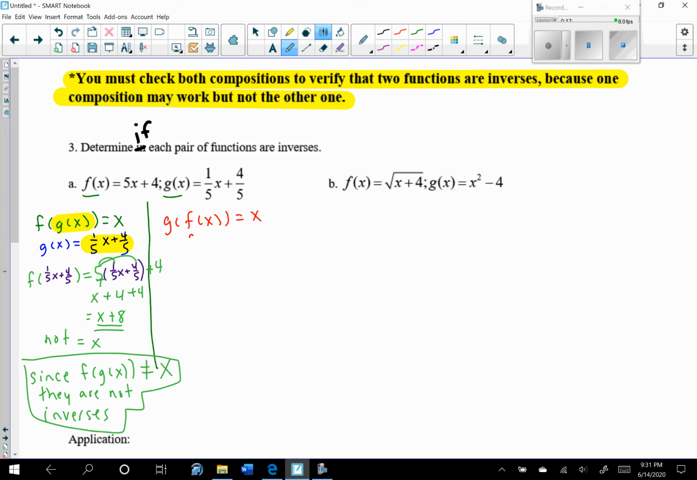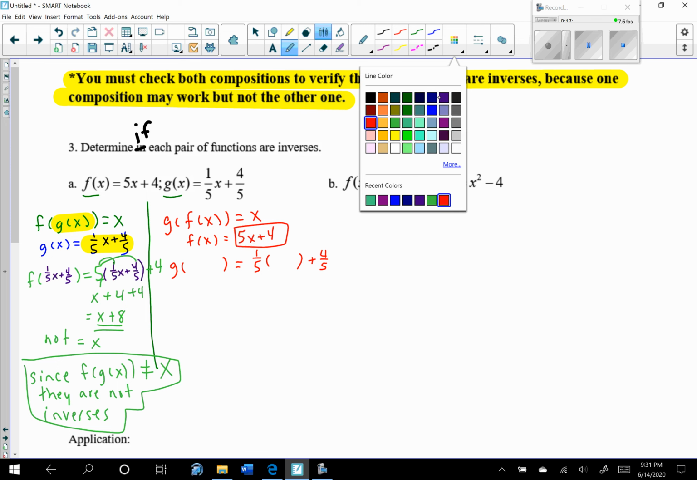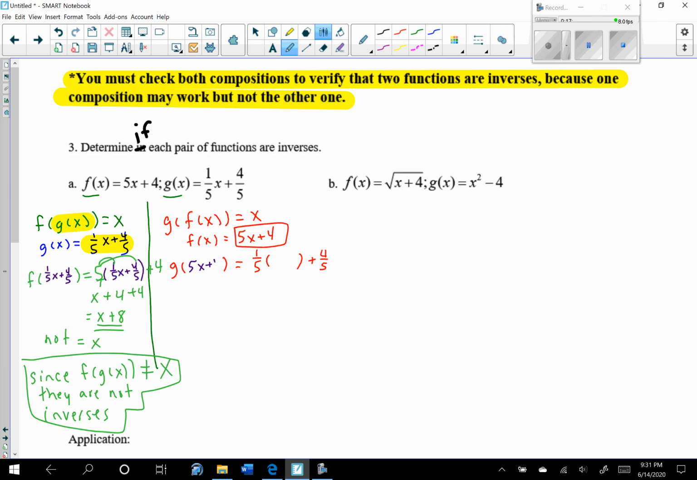So we have f of x is the inside function. f of x is equal to 5x plus 4. We're going to take that and plug it in here. So we have g of x. So g of x is 1/5 x plus 4/5. What are we plugging in? We're plugging in the 5x plus 4. So 5x plus 4 goes into every x. And then we're going to distribute and combine terms. 1/5 times 5 is just 1x. 1/5 times the 4 gives me plus 4/5, plus this 4/5 here.